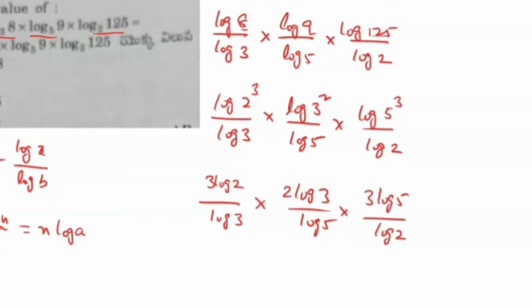Now let us see if any cancellations can be done. Yes, log 3 can be cancelled from here. Log 5 can be cancelled from here. And log 2 here, log 2 here. So what is left over? We have 3 multiplied by 2 multiplied by 3. 3 2s are 6, 6 3s are 18. So 18 is the correct answer. So our option 1 is correct.